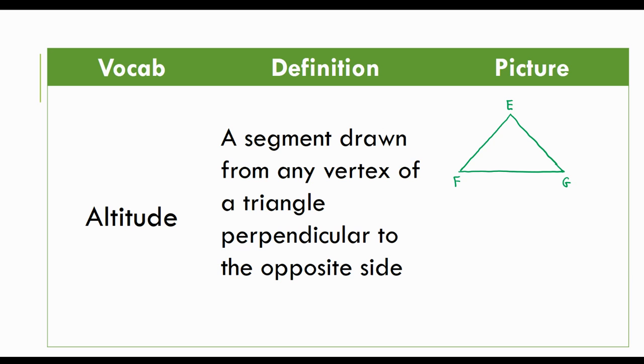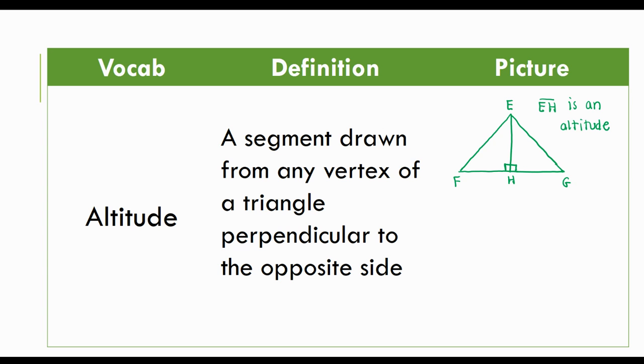All right, if a segment is drawn from any vertex perpendicular to the opposite side, I'm just going to have my vertex up here at E. So then I have to draw perpendicular, which then forms right angles. So it doesn't necessarily have to go to the middle of the segment, okay, but it does have to be perpendicular. So you have to have it look like an upside down T. If it doesn't look like an upside down T, then you're not going to have right angles. So in this particular picture, if I call this point over here H, then I would say that segment EH is an altitude.